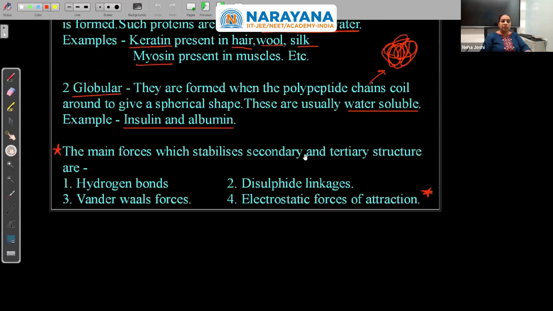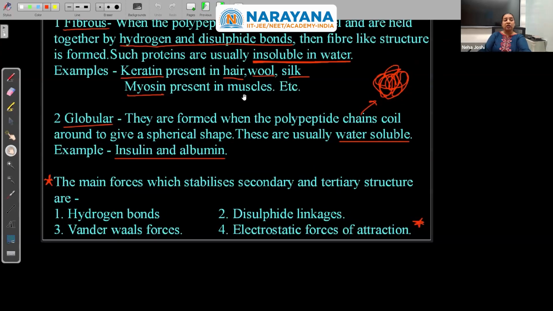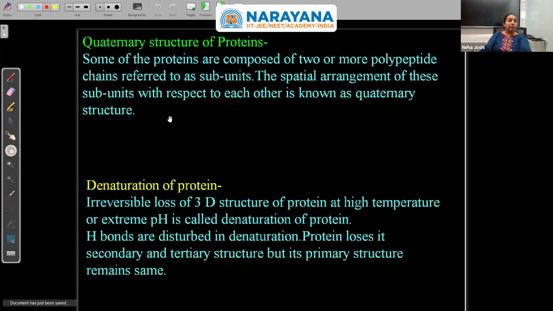The main forces which stabilize secondary and tertiary structure, see this is objective, 4 points directly: hydrogen bonds, disulfide linkage, van der Waals forces, and electrostatic forces of attraction. Please remember these four. Quaternary: some of the proteins are composed of two or more polypeptide chains, then they are referred to as subunits. The spatial arrangement of these subunits with respect to each other is known as quaternary structure.